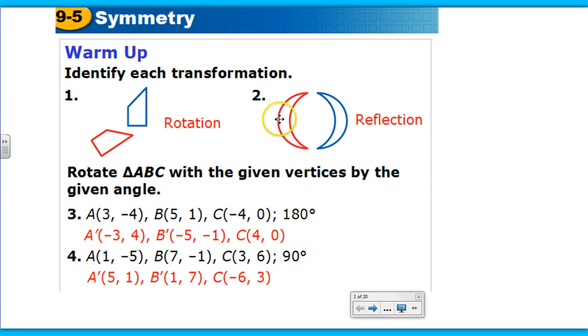Rotation for number 1. Number 2 is a reflection. Our 180 degree rotation is simply opposite in the x and y coordinates, right? And the more interesting rotation is our 90 degree rotation, which gives us opposite y, x in the coordinates.